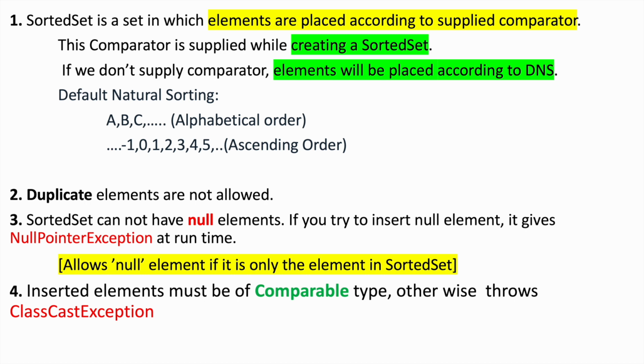So these are all the properties of a sorted set. The elements will be ordered according to some sorting order. It will not allow null elements. If you try to insert null elements, it will give a null pointer exception. Only if it is empty can you add a null element. If you try to add heterogeneous data, a different type of data, into the sorted set, it will give a class cast exception.